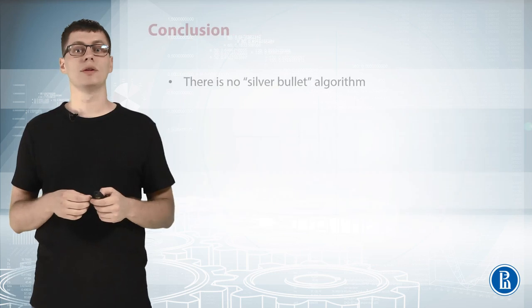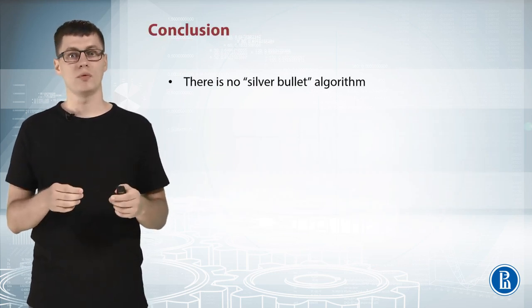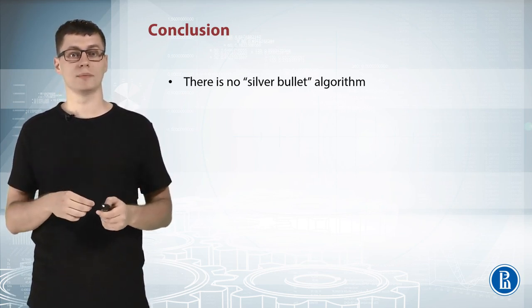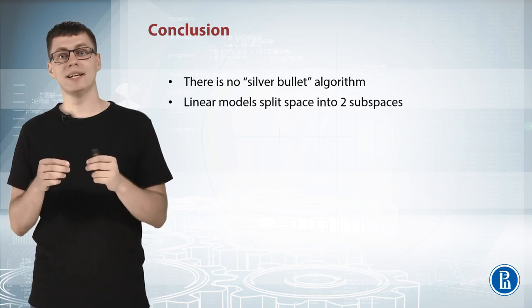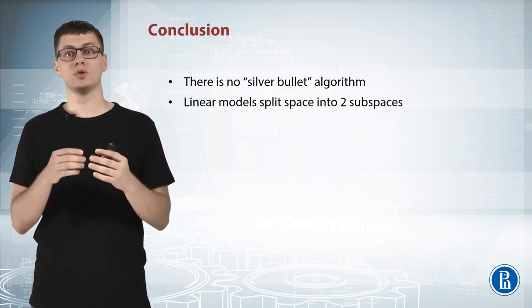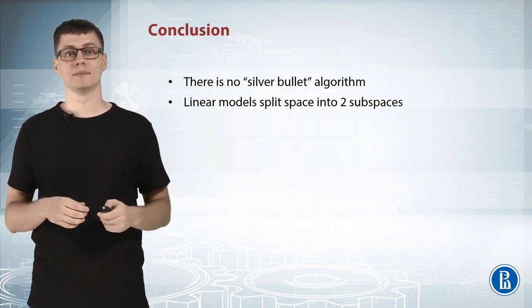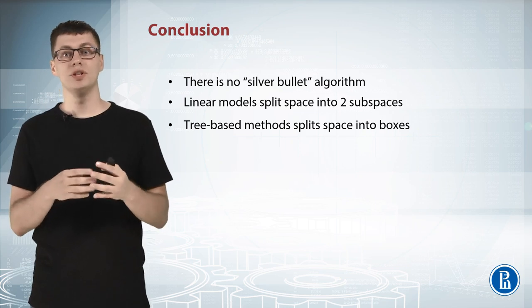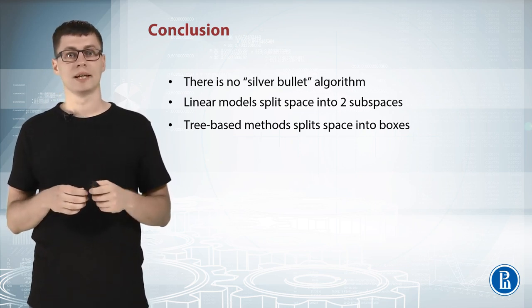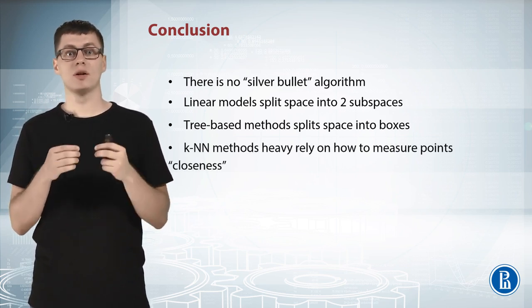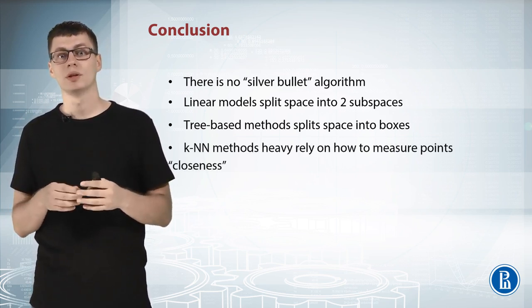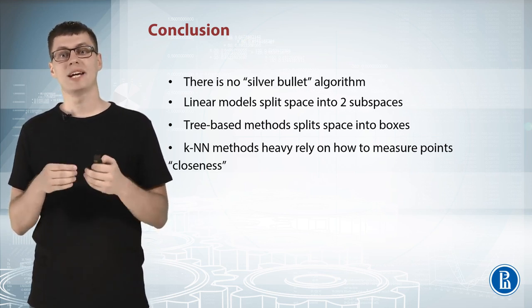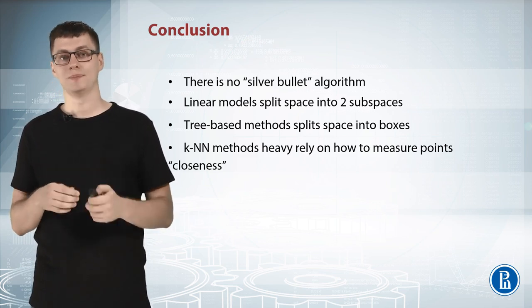In the end, I want to remind you of the main points of this video. First of all, there is no silver bullet algorithm which outperforms all the others in every task. Next, a linear model can be imagined as splitting space into two subspaces separated by a hyperplane. Tree-based methods split space into boxes and use constant predictions in every box. KNN methods are based on the assumption that close objects are likely to have the same labels, so we need to find the closest objects and pick their labels. Also, the KNN approach heavily relies on how to measure point closeness.